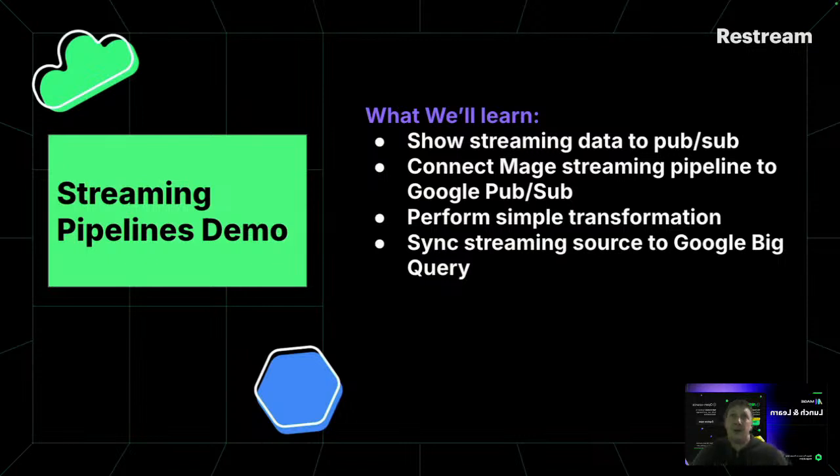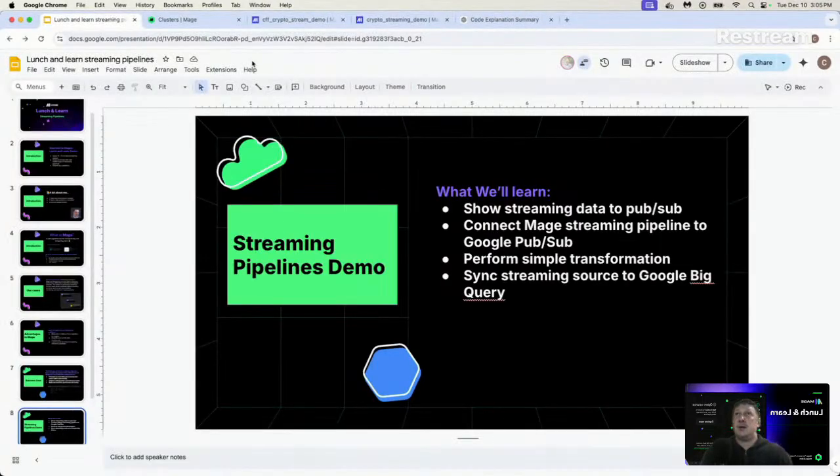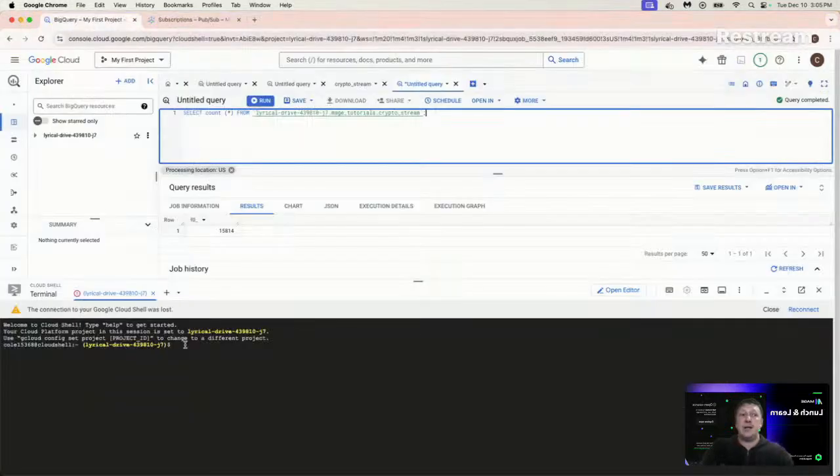So here's a little bit about what we'll learn today. We'll show a streaming data source into Google PubSub, connect a Mage streaming pipeline to Google PubSub, perform a simple transformation, and then sync data to Google BigQuery.